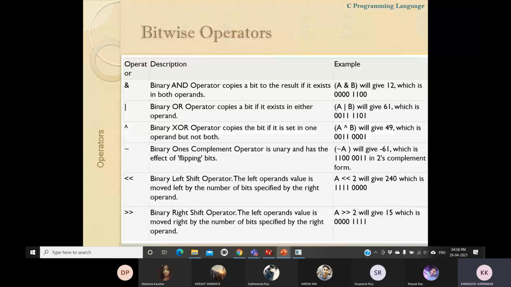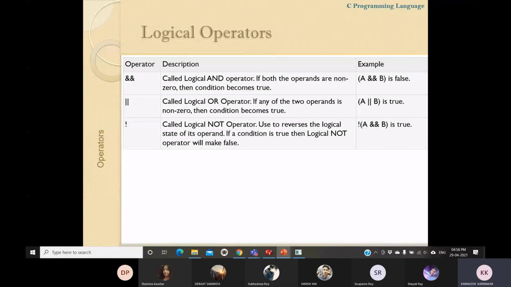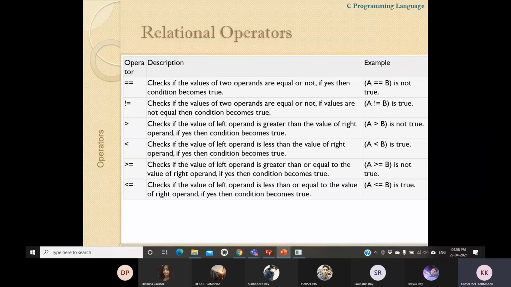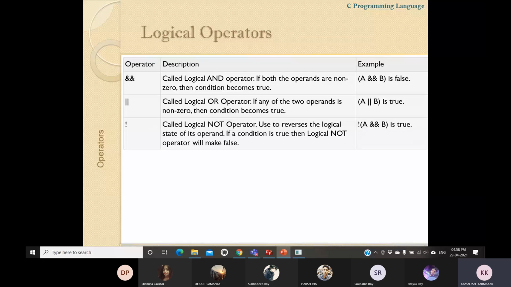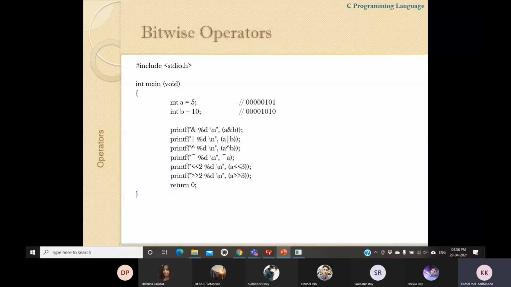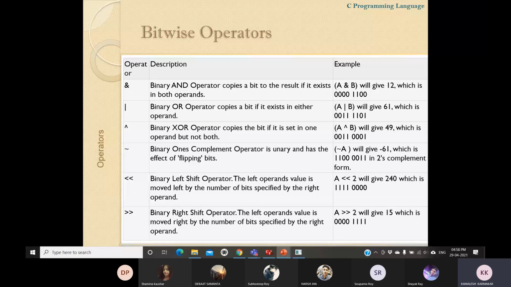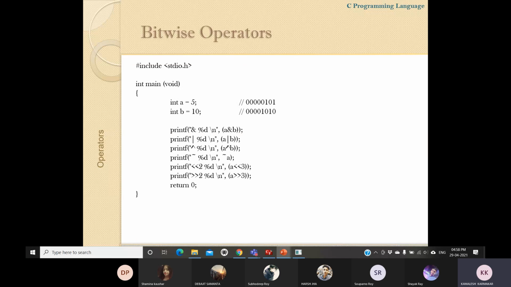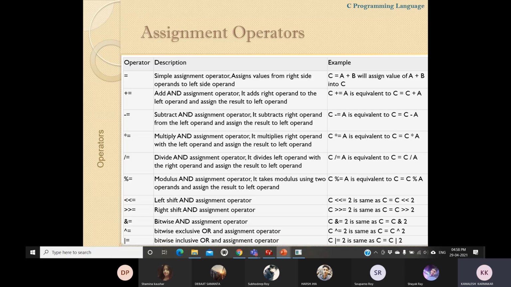Coming to some other operators. We do understand what is logical AND, logical OR, logical NOT, and these are the relational operators. Shall I go to bitwise operator? I will discuss bitwise operator later because we have not discussed number system and ASCII representation. I will come to this later.